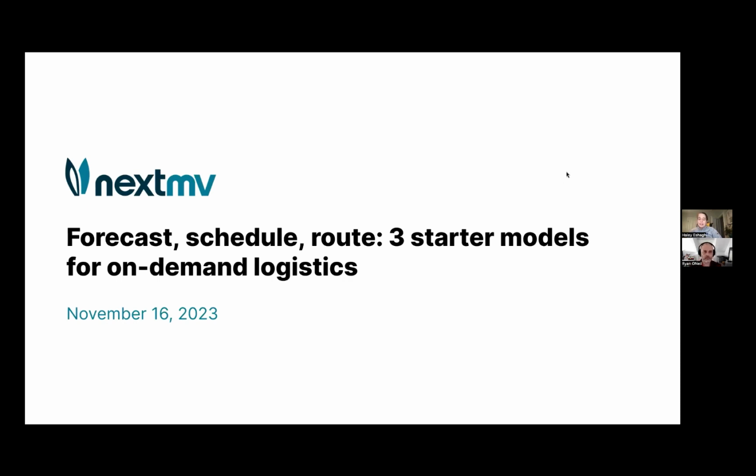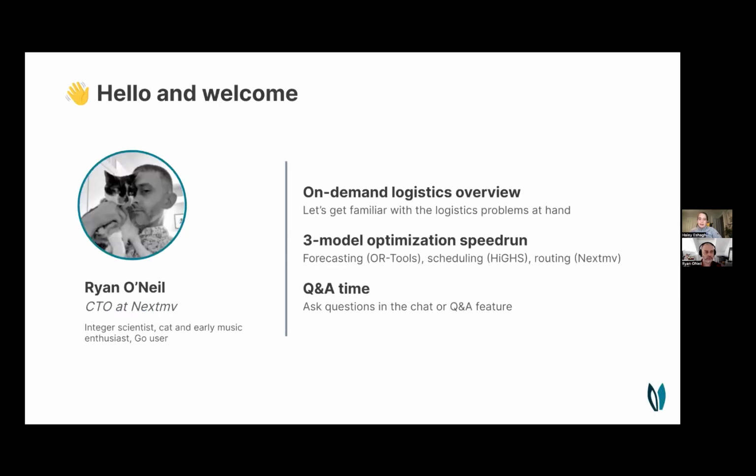Today's presenter is Ryan O'Neill, CTO at Nextmove, and he'll be covering quite a bit over the next 28 minutes. He'll first set the stage for the on-demand logistics models that we'll be covering today. He's then going to dive into a fairly fantastic optimization speed run that links all of these models together. And then finally, we'll save time for Q&A at the end.